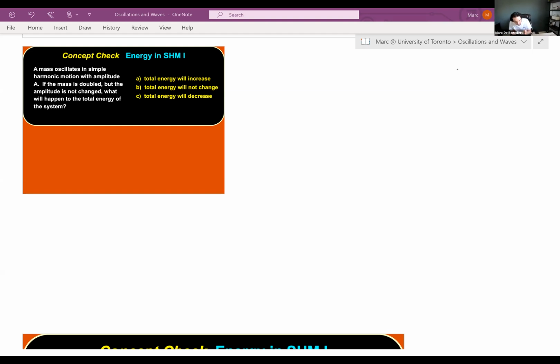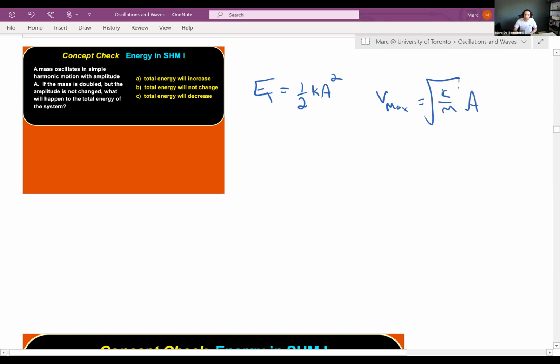So we said that the total energy could be known by 1/2 Ka squared. And we know the maximum speed. That is true, that the maximum speed is root K over m times the amplitude. But the total energy is given by 1/2 Ka squared. Nowhere in there is the variable m. So you can double m, you can multiply m by 1,000,000. That will not change the total energy of the system, because the energy of the system is only the energy stored in the spring, which is 1/2 Ka squared.